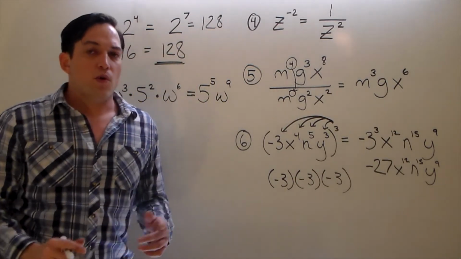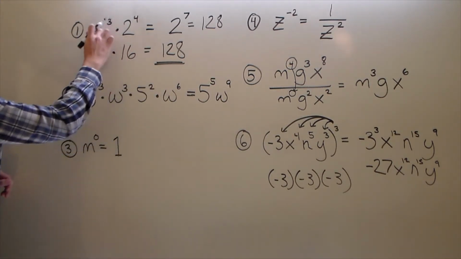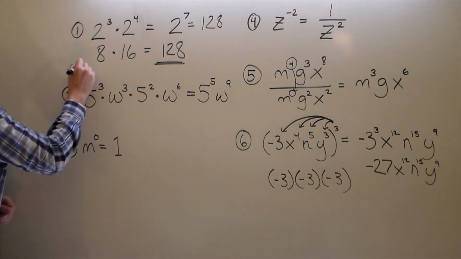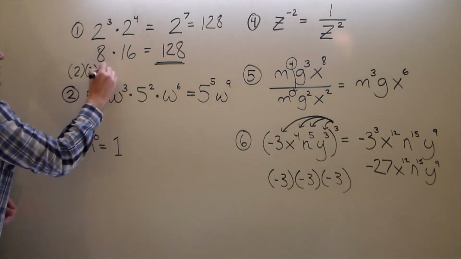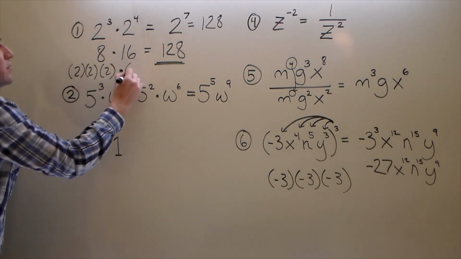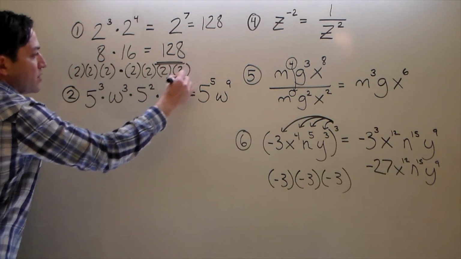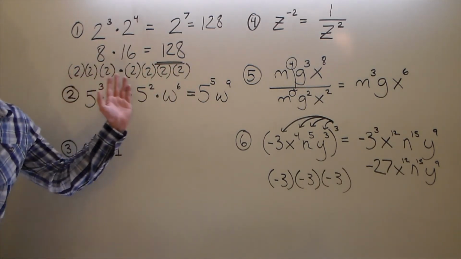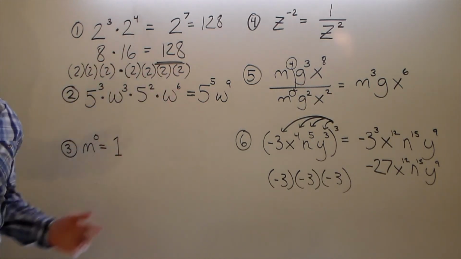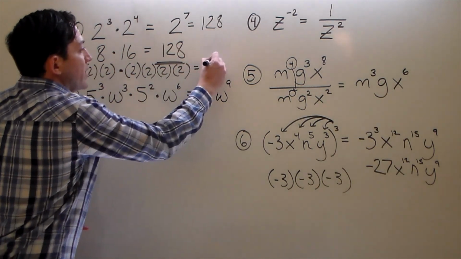If we look at it one more way, if we have 2 raised to the 3rd power, what I really have is 2 times 2 times 2. And then I'm multiplying it by 2 times 2 times 2 times 2. So if I combine all those things together, I'd really just have 1, 2, 3, 4, 5, 6, 7 2's multiplied by each other, which would just be 2 raised to the 7th.